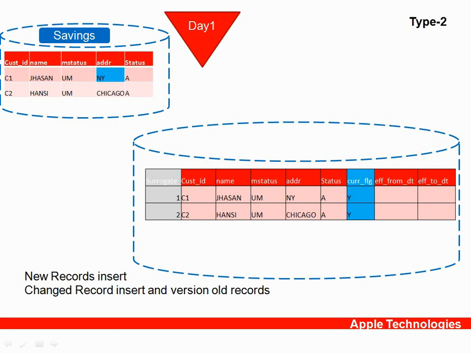So currently we have only C1, C2. There are two customers. There is no repetition also. So for this C1, this is the latest record. For this C2, this is the latest record. And if it is an old record, we will make it N. That we'll see later.